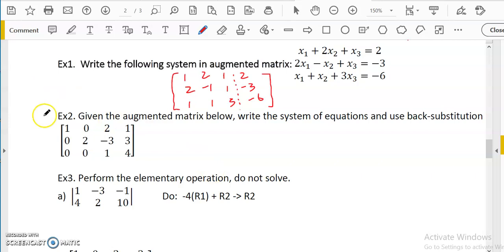Another example, if I have an augmented matrix from a system, what is the original system? So the original system would become x1, x2, x3, and this is the b. Okay, it's the constant. So x1, no x2, plus 2 x3 equal to 1. And this would be 2 x2 minus 3 x3 equal to 3. And this would be x3 equal to 4.